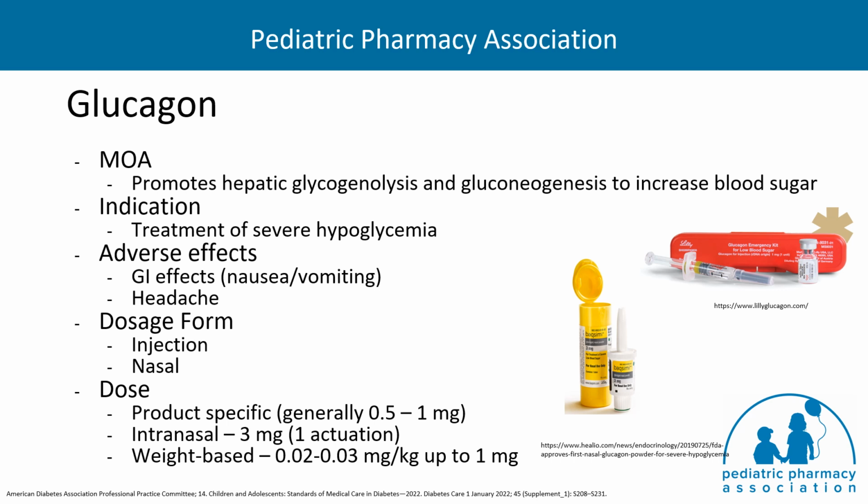The dosing regimens are generally 0.5 to 1 milligram. It's a little bit product specific. There's generally a lower dose and then a particular weight cutoff, at which point patients receive 1 milligram. The intranasal is a 3 milligram dose per one actuation. And then finally, if we were to administer it in the inpatient setting, we have weight-based dosing recommendations of anywhere from 0.02 to 0.03 mg per kg, up to a total of 1 milligram.